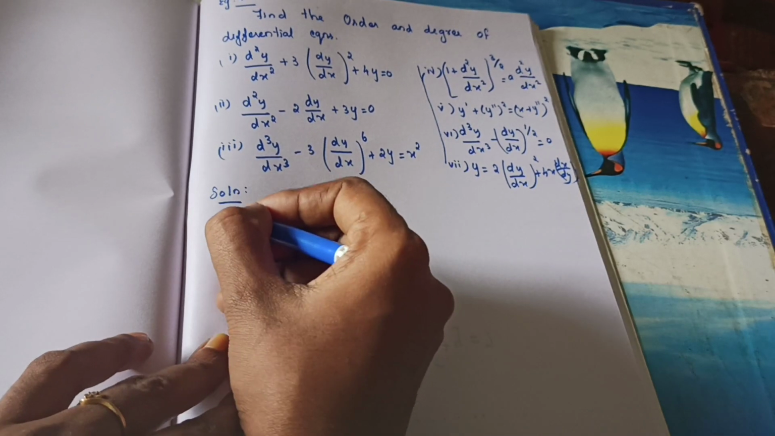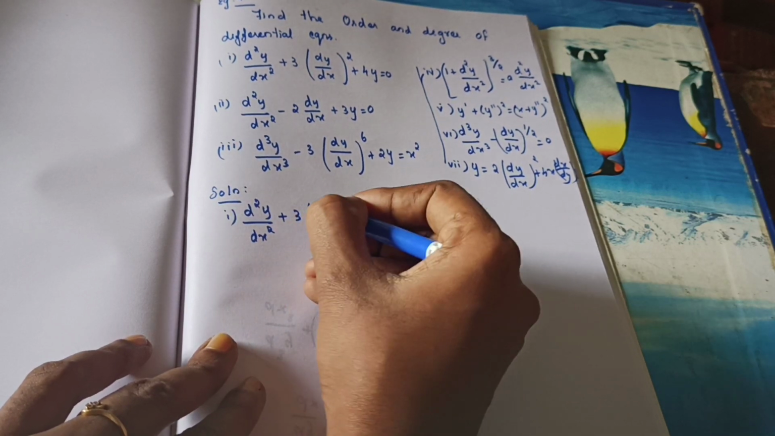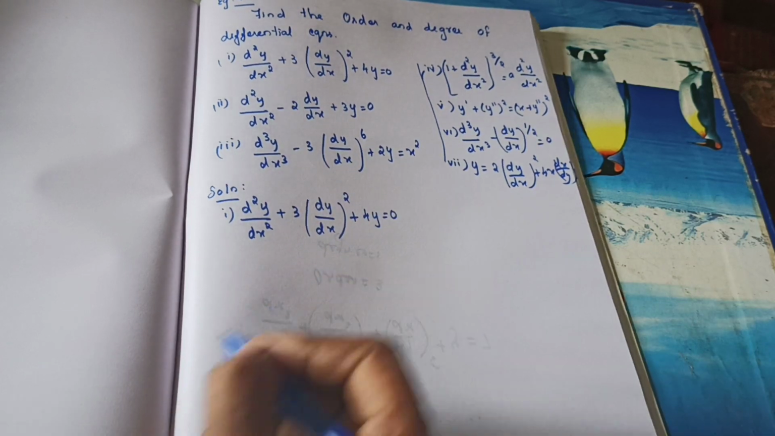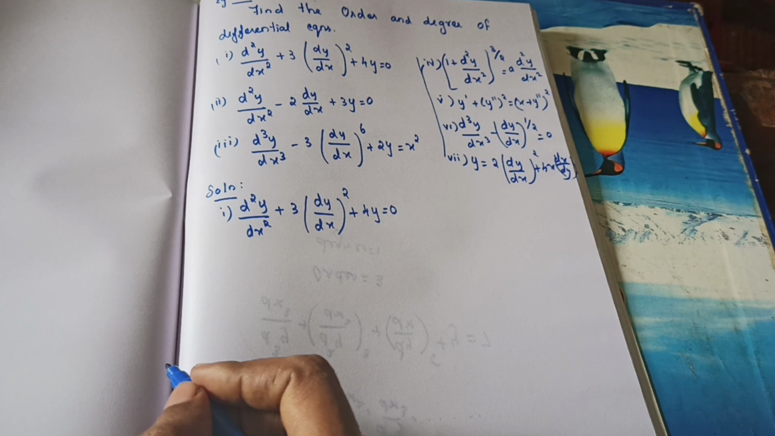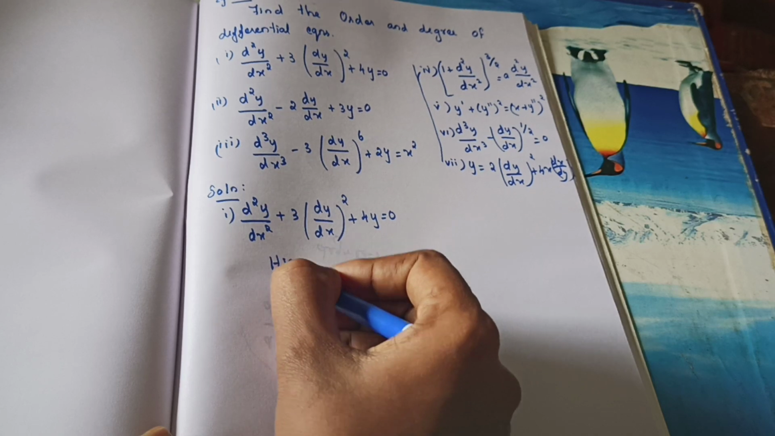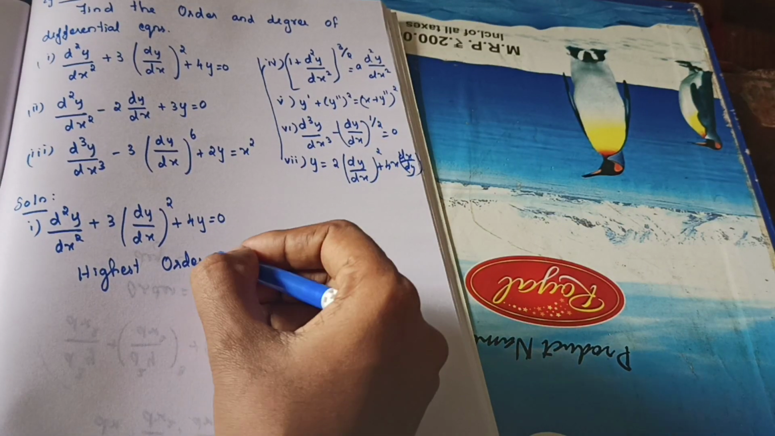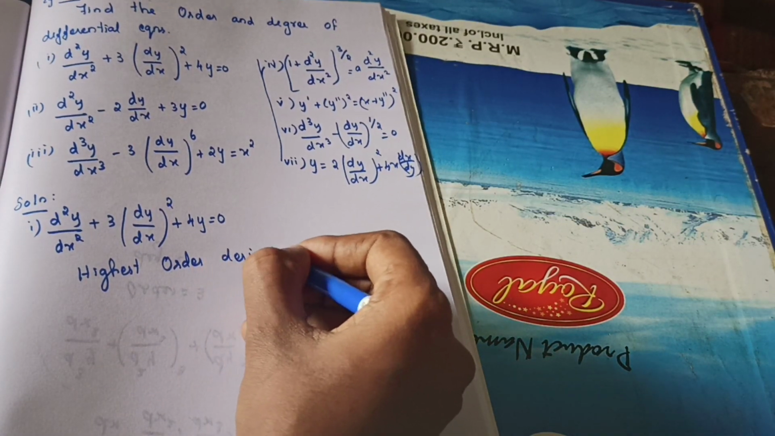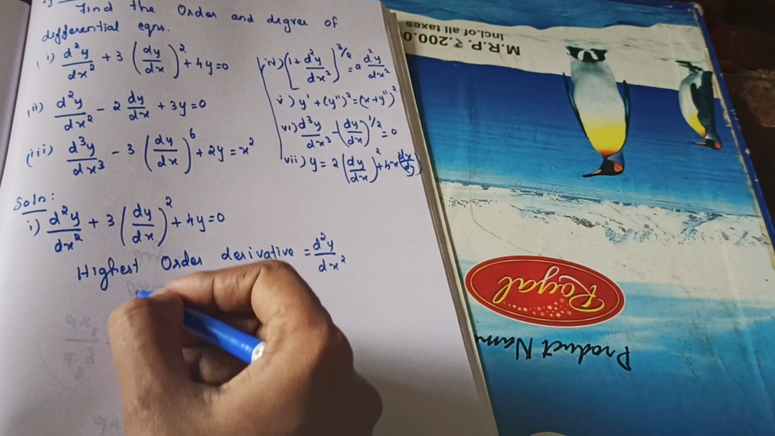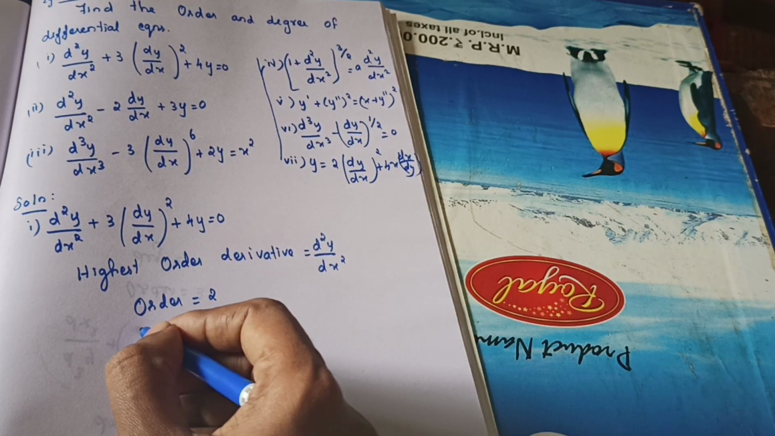Okay, this is the solution. First question, d square y by dx square plus 3 into dy by dx the whole square plus 4y equal to 0. So what is the order and what's the degree here? In the question itself we will find it. What's the highest order derivative? First you need to write the highest order derivative. What's the highest order derivative here? d square y by dx square. So what's the order of this highest order derivative? 2.